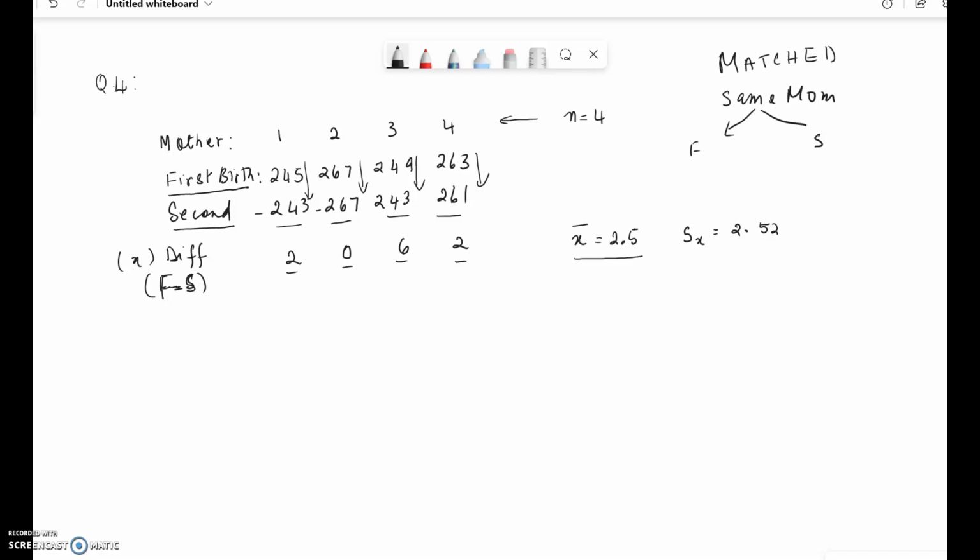The mean is 2.5 and the standard deviation is 2.52. Now, where do I get these numbers from? I need to use the calculator function. Make sure you know how to use your calculators. If you don't know how to use your calculators, just let me know. I might be able to send you some links from YouTube. But I think you should know this right now. You should know how to enter numbers into your calculator and find x bar and s subscript x automatically. Do not use formulas to figure this out.